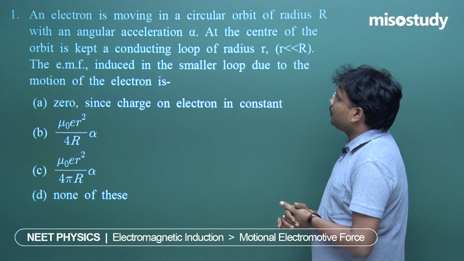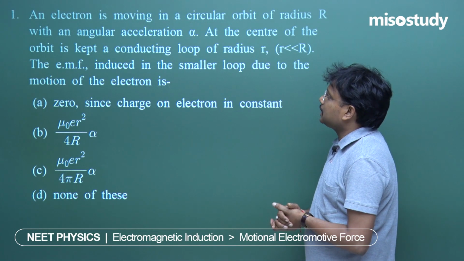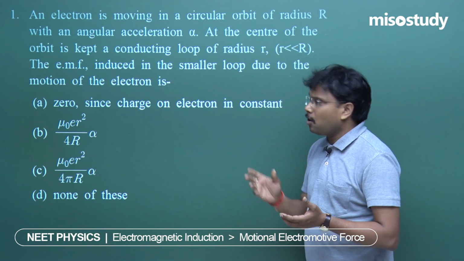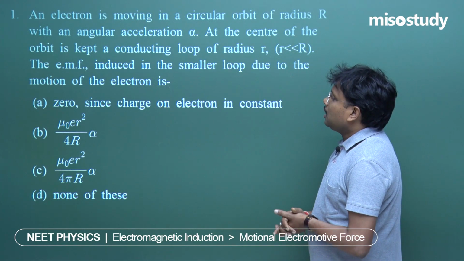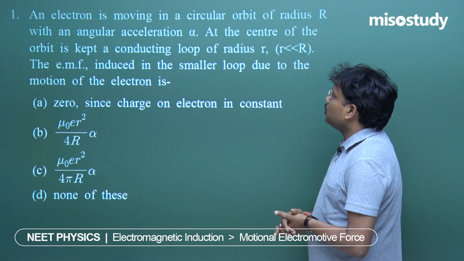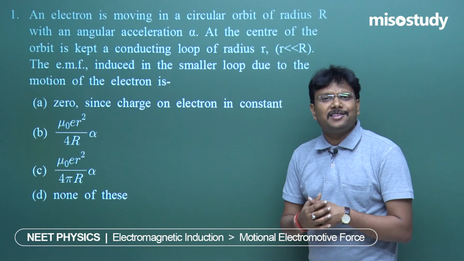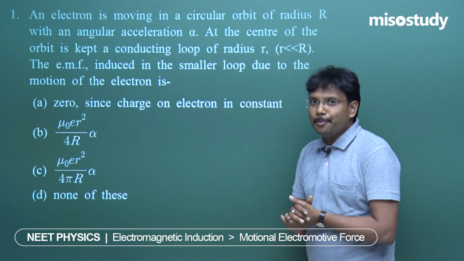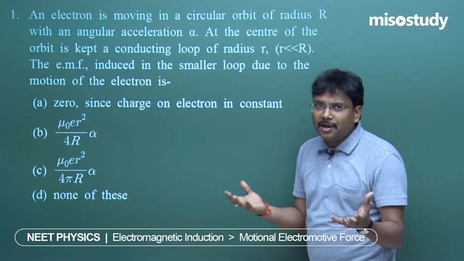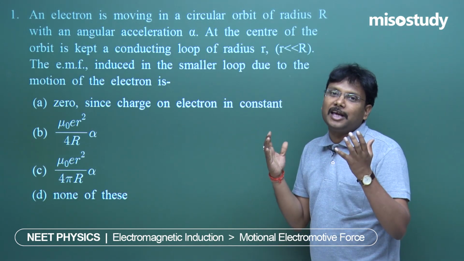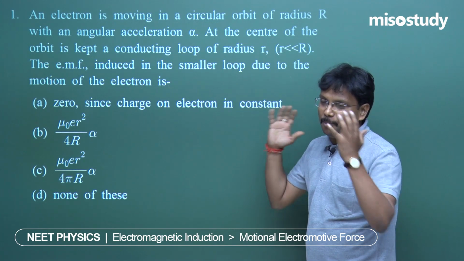At the center of the orbit is kept a conducting loop of radius small r. Obviously, small r is very much less than capital R. The EMF induced in the smaller loop due to the motion of the electron is how much? Now the question is simple, and I just tried to use a basic concept of a revolving electron to explain this problem.